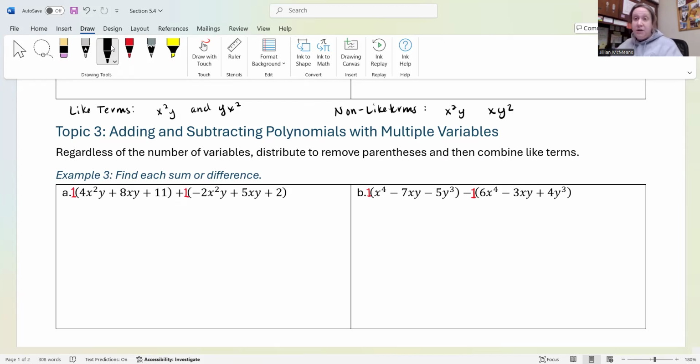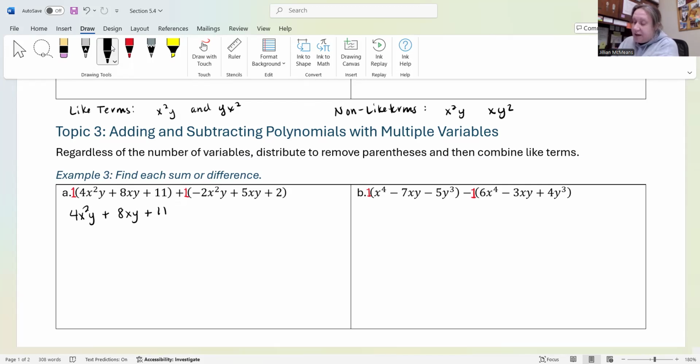It says find each sum or difference. Part A, we have a sum. So again, we technically are distributing to remove parentheses. We're distributing ones and negative ones. So for part A, I'm distributing positive ones. So 1 times 4x squared y plus 1 times 8xy plus 1 times 11 is just 4x squared y plus 8xy plus 11. I now need to distribute a positive 1 through the second polynomial.